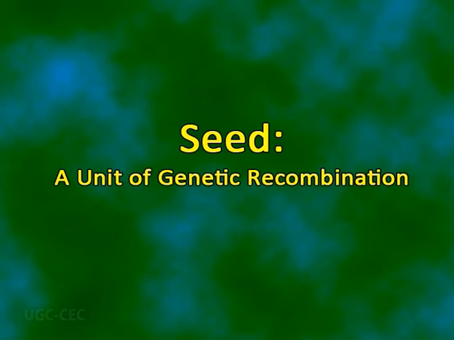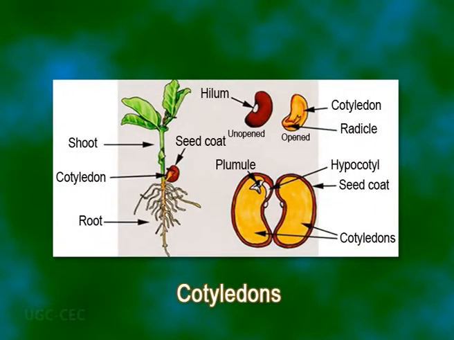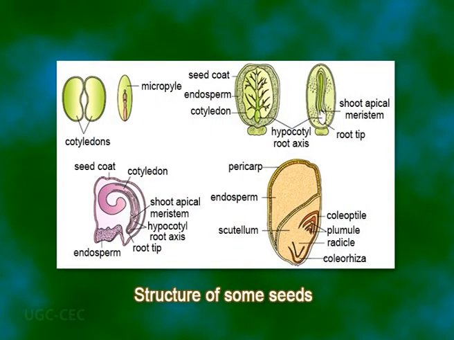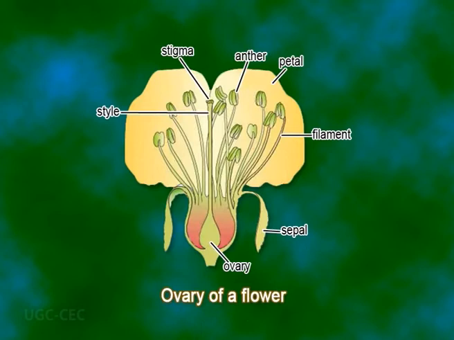Welcome students. Today our topic of discussion is seed, a unit of genetic recombination and replenishment. In spermatophytes, the seed is the final product of sexual reproduction. It's often described as a fertilized mature ovule that develops in the ovary of a flower.